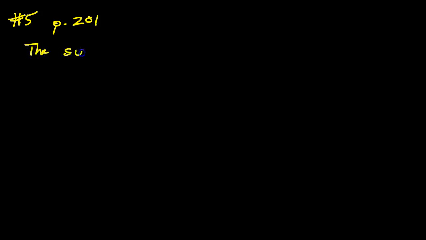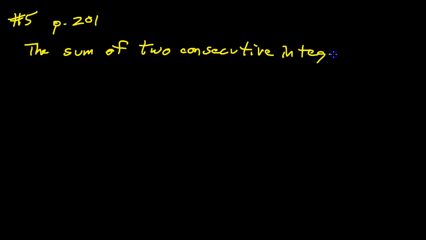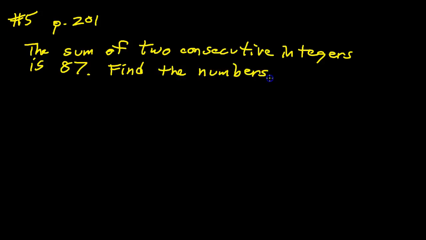The sum of two consecutive integers is 87. Find the numbers. All right, so I copied it from the book directly.